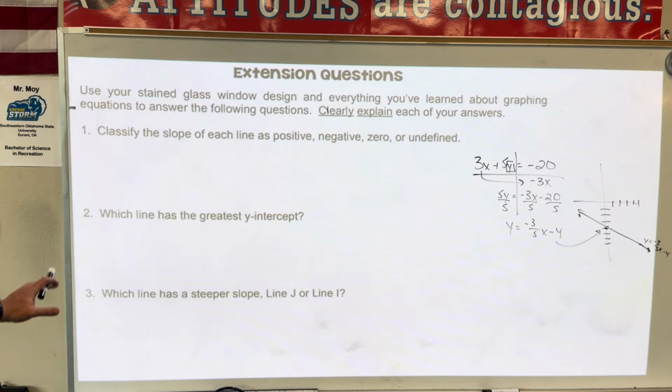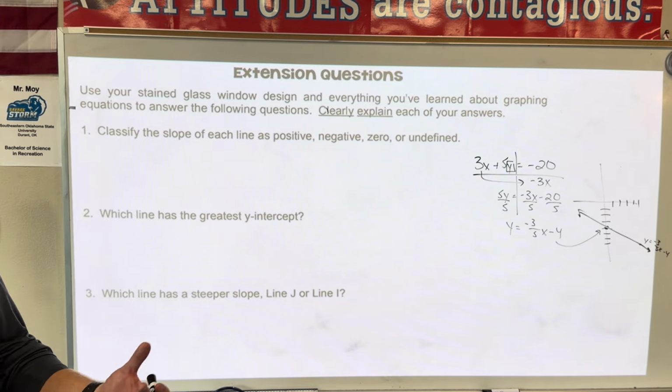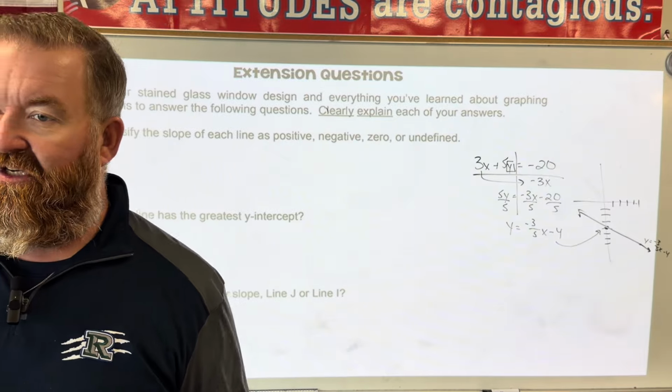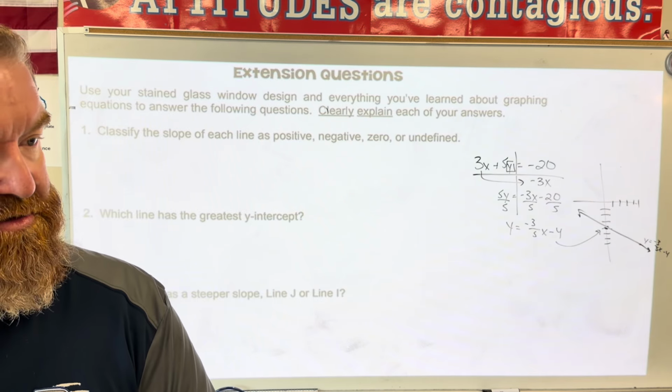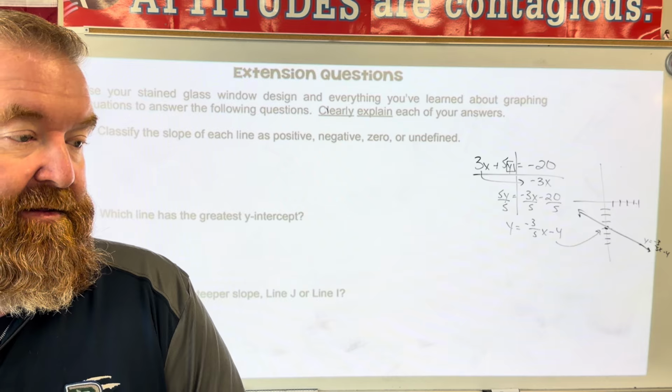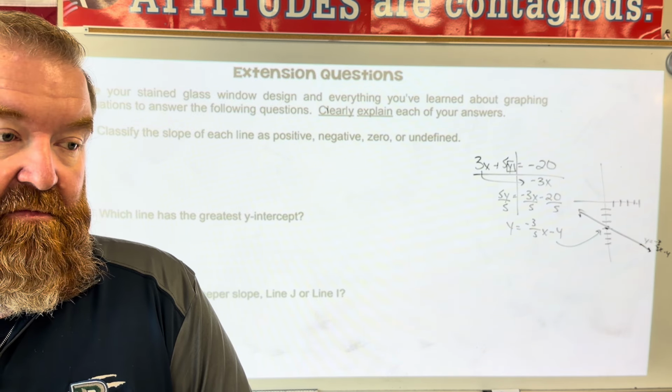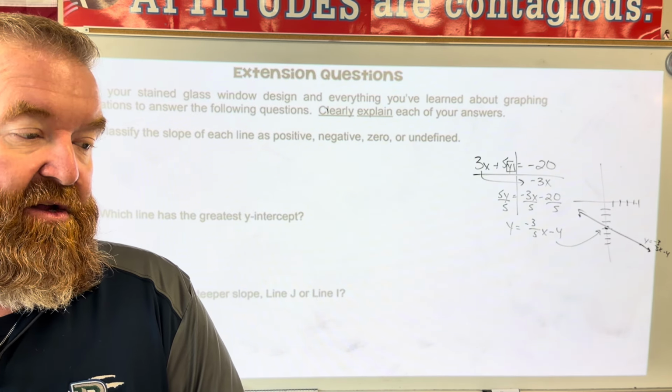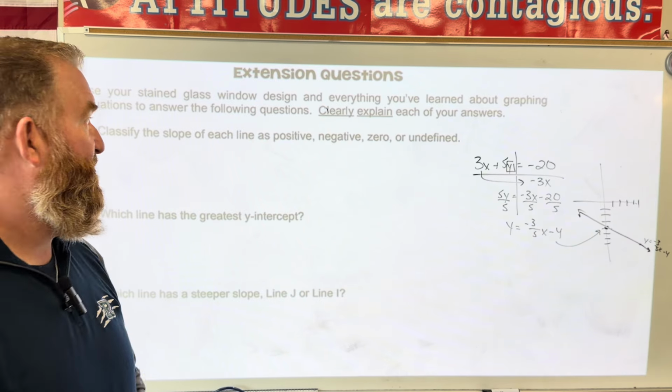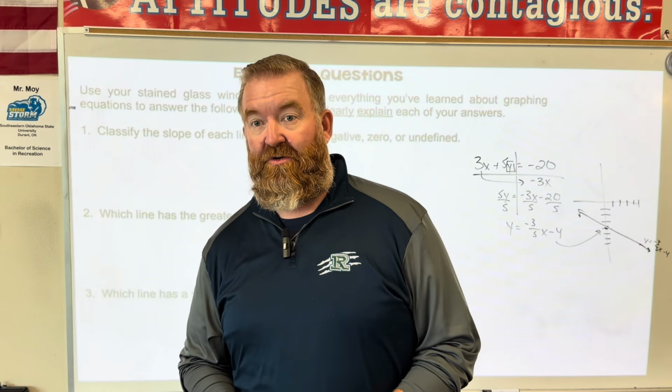Which line has the greatest y-intercept? Which line has a steeper slope, line J or line I? So basically, you just have to answer all 6 of the questions. I'll go through there and make sure that they're answered and that they're good. Yes, sir? On here, you can do positive, 0, negative. That's fine. Just put, like on number 1, that it's on the first page, so that way I know to go back and look at your first page and know where your answers are. Just make sure I know where to find the answer.